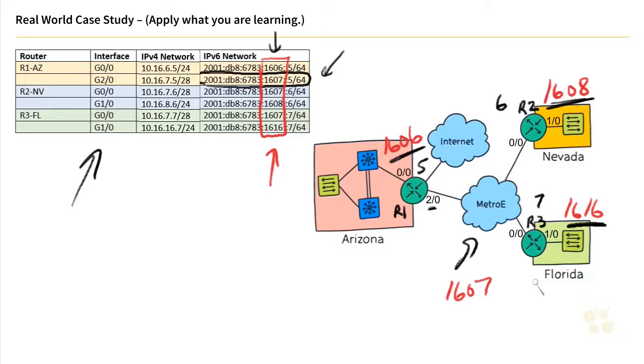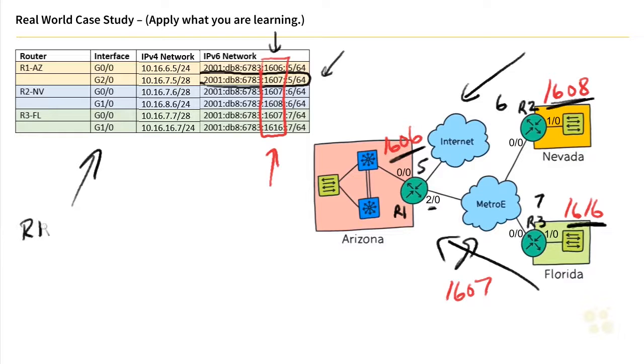Now, in the skill on IPv4 static routes, what we did for simplicity was on Nevada, the R2 router, we set up a default route that pointed to R1. On R3, the Florida router, we did a default route that pointed to R1. And then we did two static routes on R1, one that pointed to Nevada with R2 as the next hop, and one that pointed to Florida with R3 as the next hop. And you know what? If it worked for IPv4, we could use that same plan for IPv6 as well.